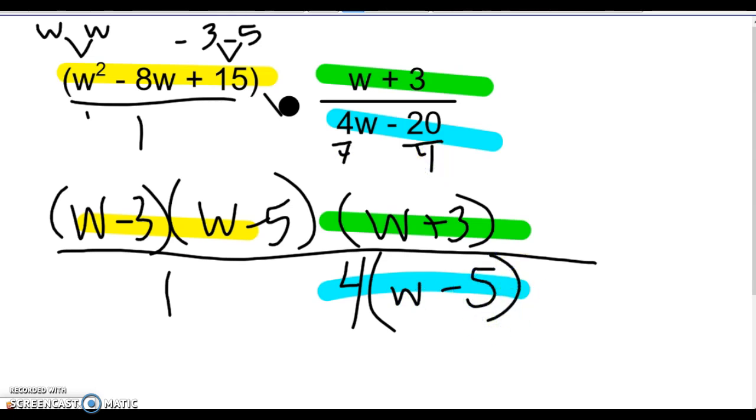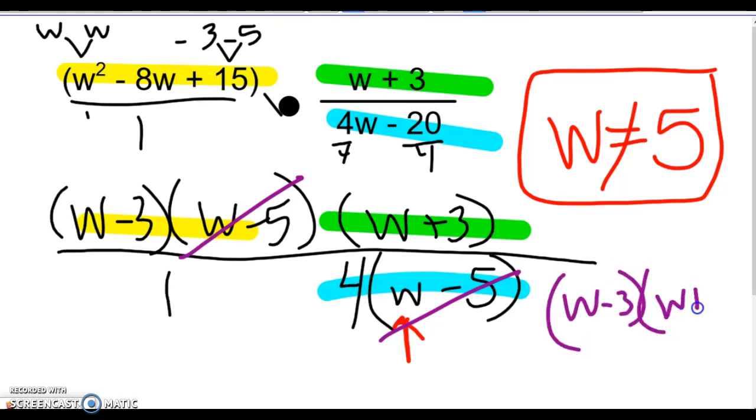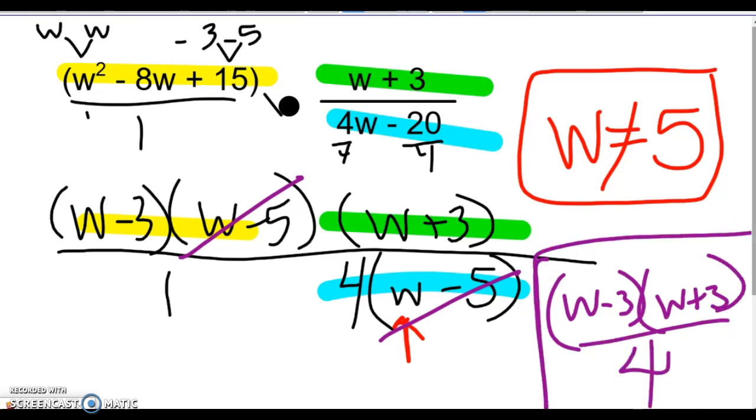Okay, so I look at the bottom. There's only one w in the bottom. It's right here. What can W not be right there? Got it. So W can't be 5. Now I'm going to grab my purple. W minus 3. Can that cancel? Nope. W minus 5. Can that cancel? Yep. Simplify, simplify. Can the 4 cancel anywhere? No. So my ultimate solution is W minus 3, W plus 3, all over 4. Beautiful.